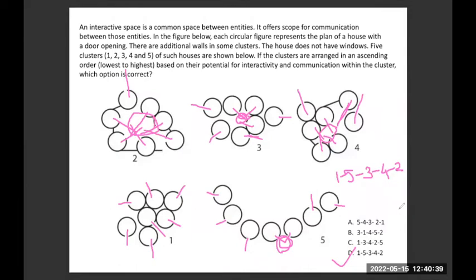Is this clear? Yes, ma'am. In this case, whenever you are given some definition, one second.